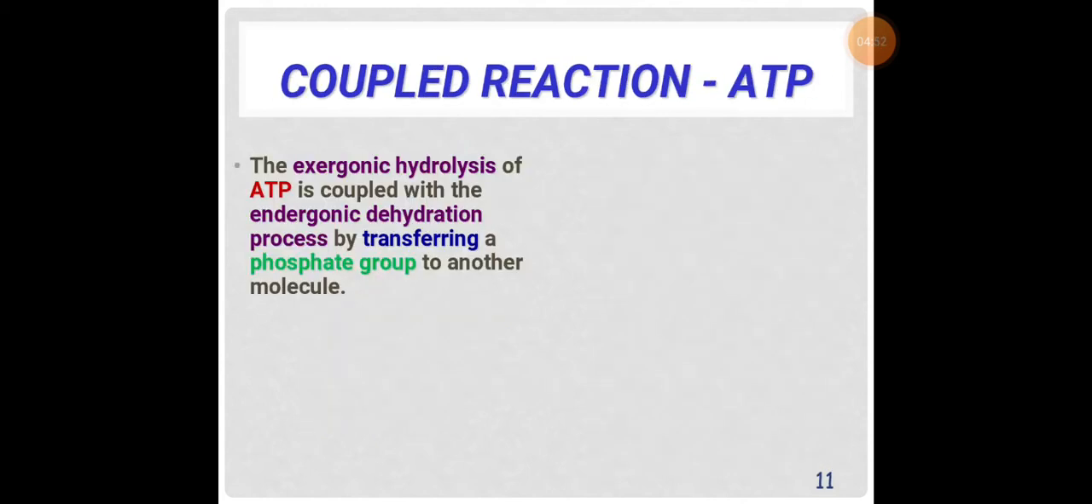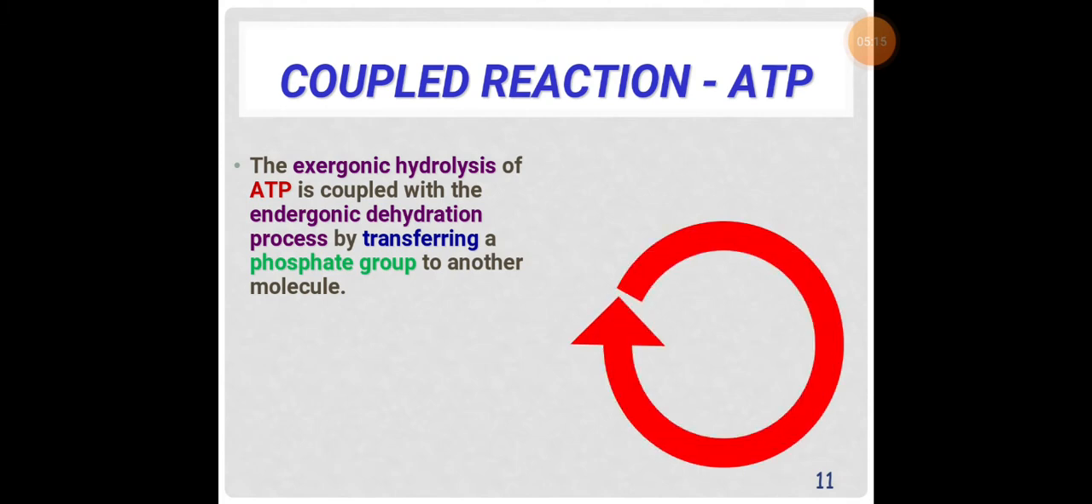Coupled reactions of ATP. It is an exergonic hydrolysis of ATP coupled with an endergonic dehydration process by transferring a phosphate group to another molecule. So they are coupled, as they say. There is an exergonic reaction and another endergonic one. Exergonic releases energy, endergonic uses that energy. When you produce energy, we use energy.